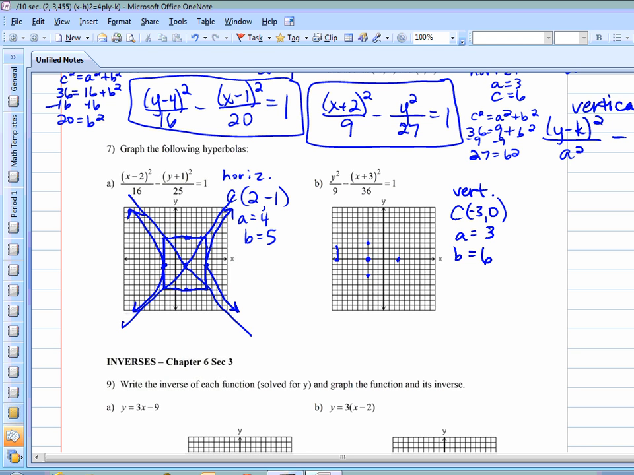And that allows us to draw our rectangle, that we can draw our diagonals that are the asymptotes. And to draw the vertical hyperbola, we're going to draw through the vertices and approaching the asymptotes on each side to have an up and down opening branch.